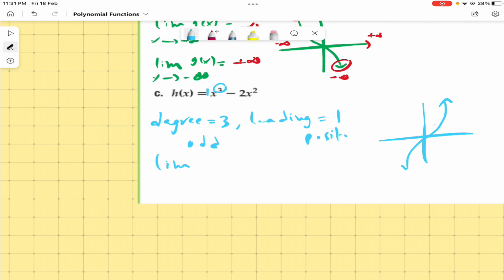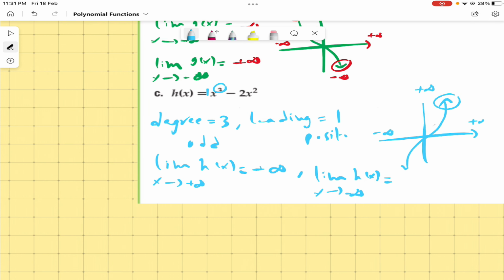So limit when x goes to plus infinity. So let's have a look at the positive infinity of the x-axis. The arm is going up, it means plus infinity. Limit when x goes to minus infinity. The negative part of the x-axis, when x goes to minus infinity, the arm is going down, that is negative infinity.